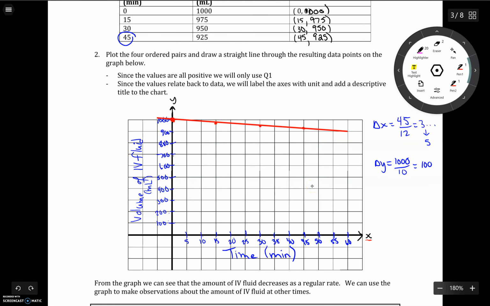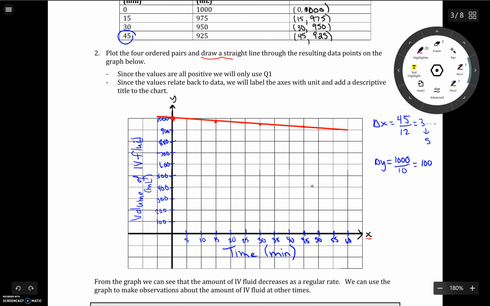Okay. So the nice thing about graphing and then putting a straight line through is we can then estimate the volume at different times when we might not have actually collected data. So if we wanted to make a prediction about when the volume would be at 900 milliliters, we could do that. It would be at about 60 minutes time.